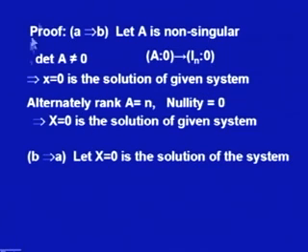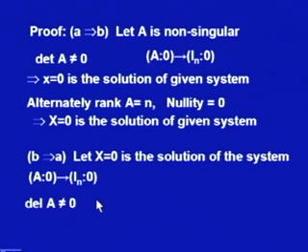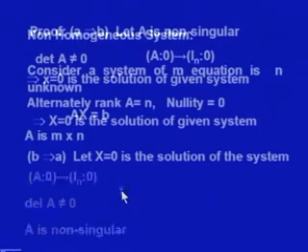According to the second part, B implies A, that is if x = 0 is the solution of the system, then we will prove that the matrix A is non-singular. To prove this, we say that the augmented matrix [A : 0] can be transformed to [In : 0] because x = 0 is the only solution of the system, and this means determinant A is not 0, and by definition A is non-singular. So, we have proved the theorem for the system of homogeneous equations.